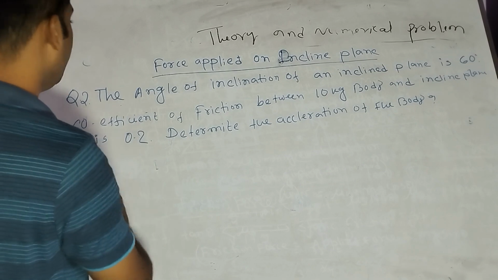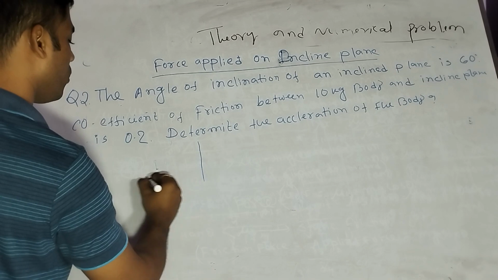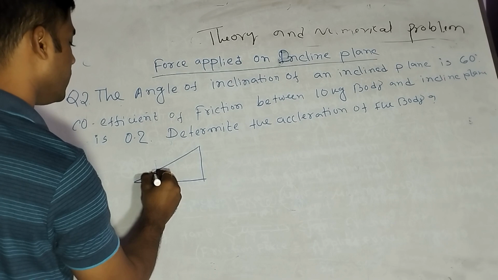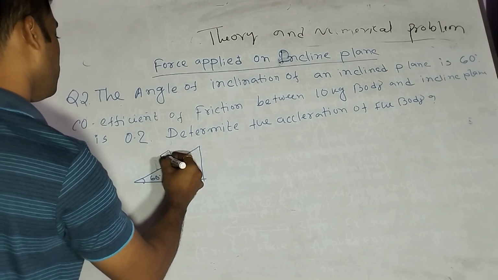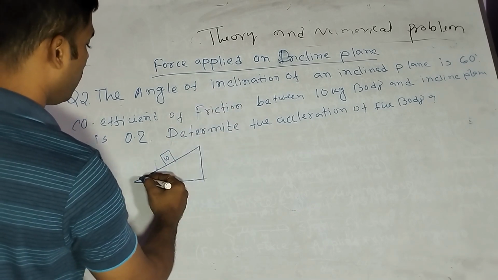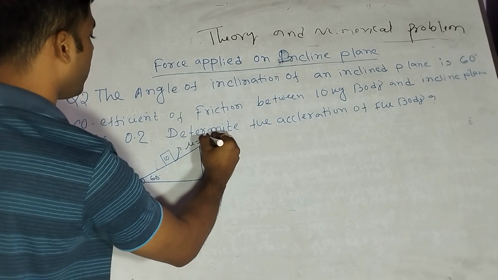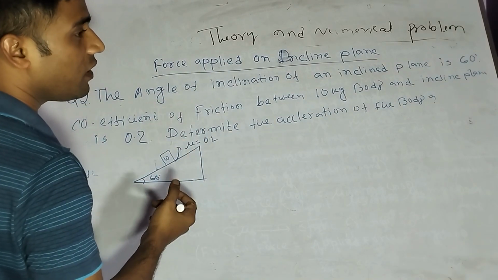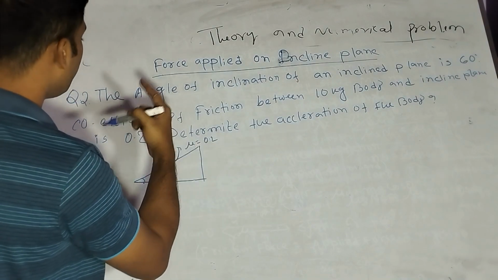So in this question, the inclination of the inclined plane, that means you draw the free body diagram. This is the inclination angle, 60 degrees is given. The block is kept on the inclined plane. The block mass is 10 kg. The coefficient of friction between the block and the inclined plane, mu, is given as 0.2. The language is coefficient of friction, not static friction, not kinetic friction. So you remember this problem.